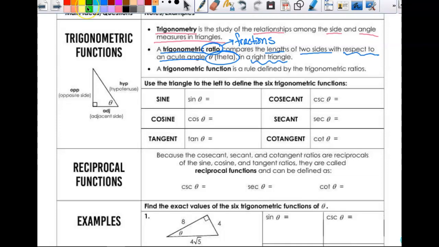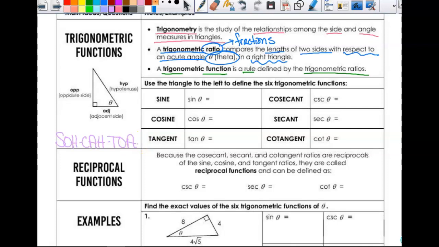And then a trigonometric function is a rule defined by trigonometric ratios. So you'll hear me refer to them as functions or as ratios, and they kind of go hand in hand. All right, so in order to set up our ratios correctly, we have an acronym. Anybody tell me what that acronym is? SOHCAHTOA, there you go. You have to spell it right to use it. That's how acronyms work, okay?